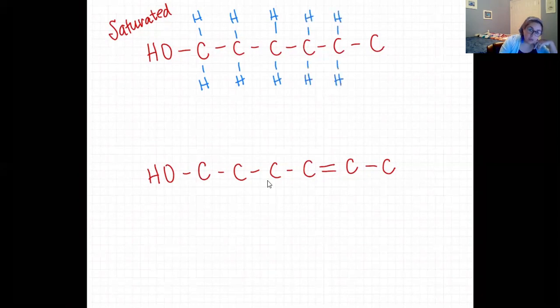On this last one, there's only 1 bond here, which means there's space for 3 more hydrogens. 1, 2, 3. Now what I'm going to do is count up my carbon, hydrogen, and oxygen. So I know that I have 6 carbons, so C6.